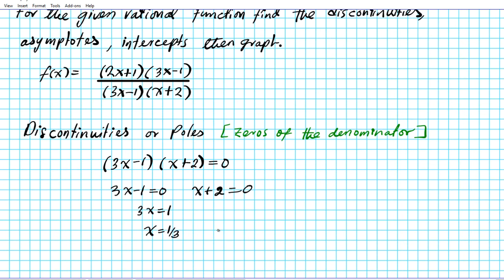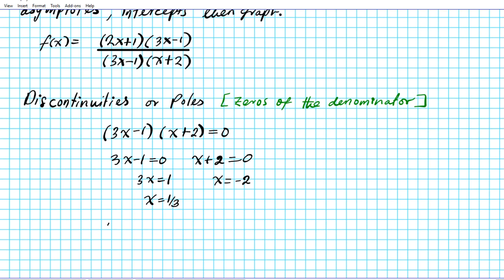Okay, so that's the first discontinuity. And then the second discontinuity, you simply subtract 2 from both sides. You have x equals negative 2. Okay, so our discontinuities are the set containing the values negative 2 and 1/3.